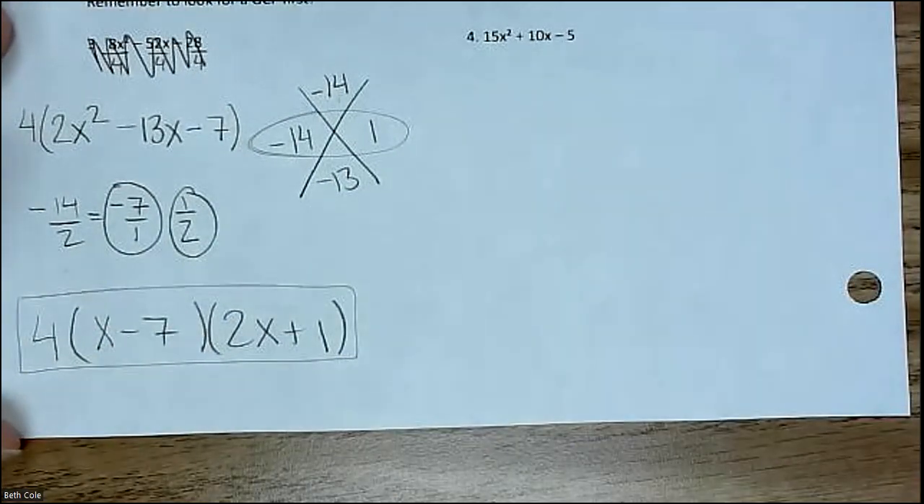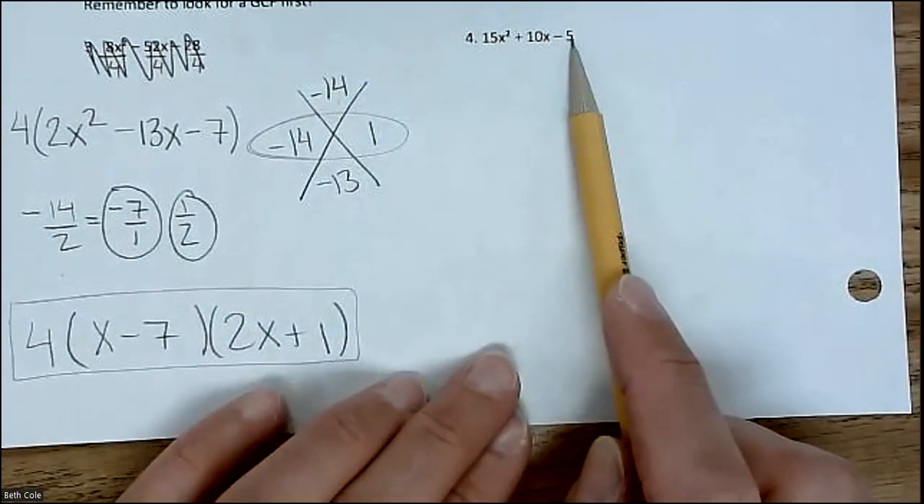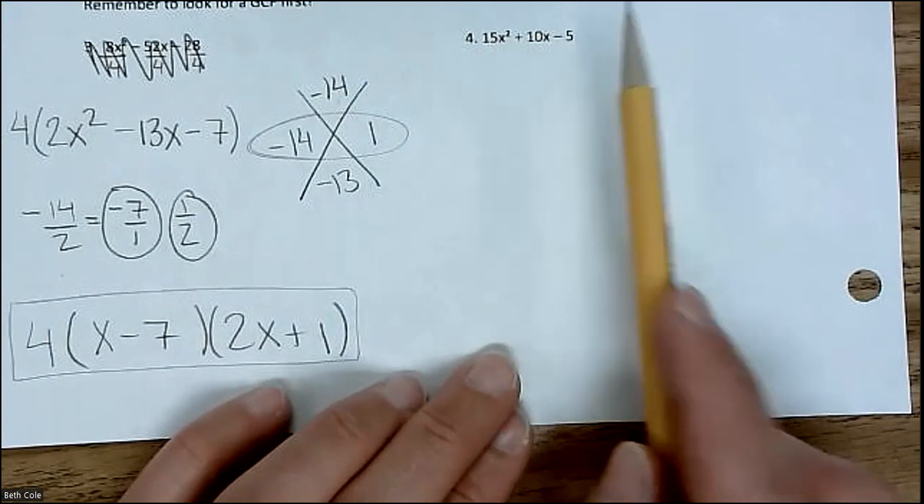Now we're going to do 4 and then we'll do a couple on the other side, okay? What number will go into all 3 of these? 15, 10, and 5.